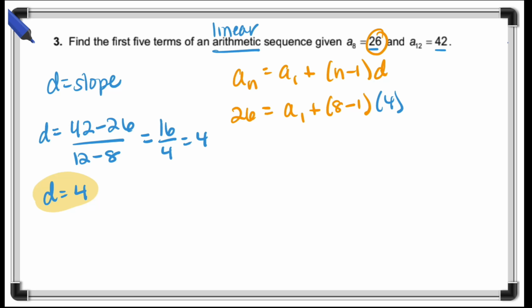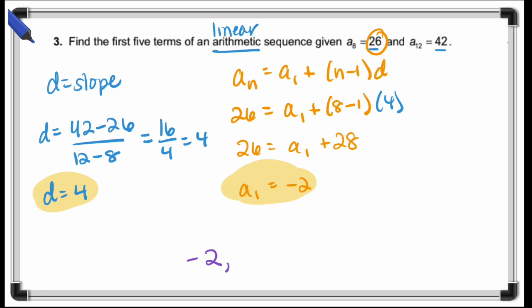D we just figured out, which was 4. So as we simplify, you get 26. And then we get 28. So when we subtract, we have a sub 1, which was negative 2. So now what we have is certain information, right? You can figure out then that your first term, your a sub 1, is negative 2. And then that difference, we were adding 4 every time.